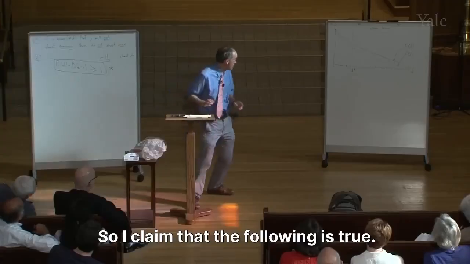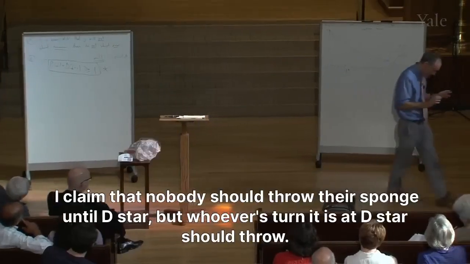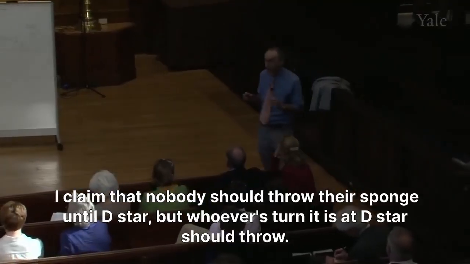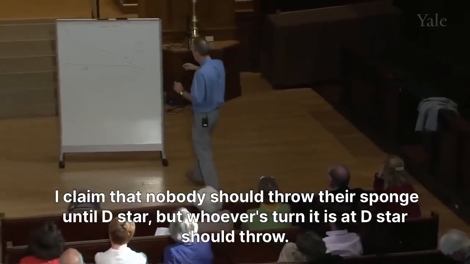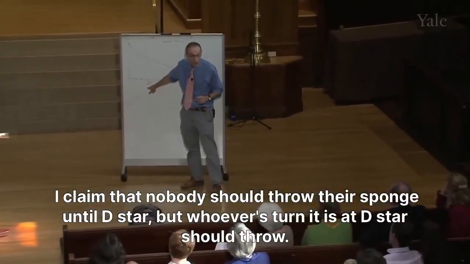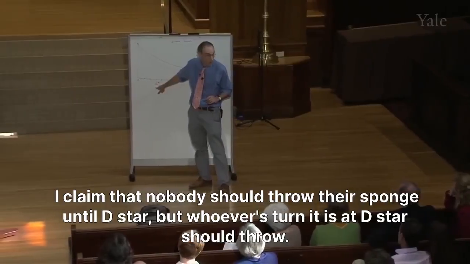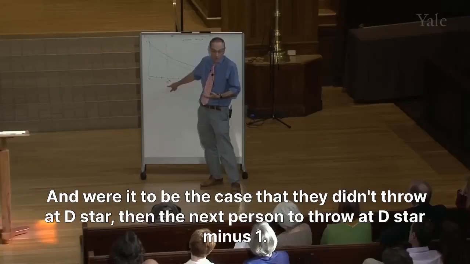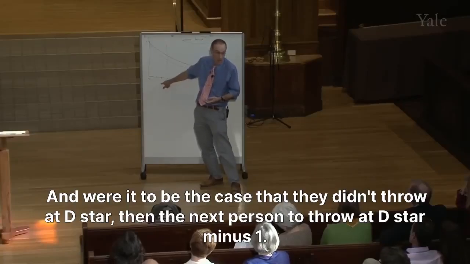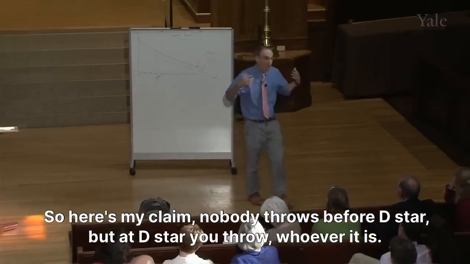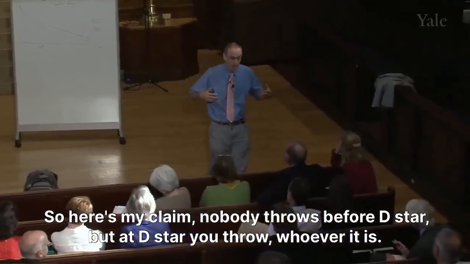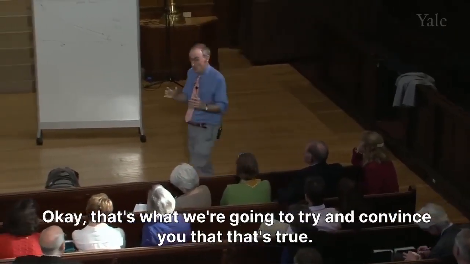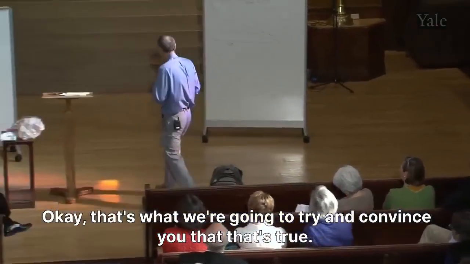So now let's make a claim and then prove the claim. I claim that nobody should throw their sponge until D star. But whoever's turn it is at D star should throw. And were it to be the case that they didn't throw at D star, then the next person should throw at D star minus 1 and so on. So here's my claim. Nobody throws before D star, but at D star, you throw, whoever it is. I'm going to try and convince you that that's true.